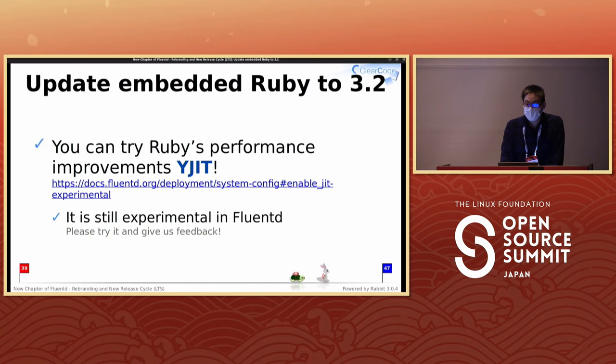As you know, Ruby 2.7.1 reached end of life, so the Fluentd package bundles Ruby 3.2. Ruby 3.2 processes faster with performance improvements. You can take advantage of it. It is still experimental in Fluentd, but I'm sure you can try it. If Fluentd developers can collect enough positive feedback, it will be enabled by default some day.